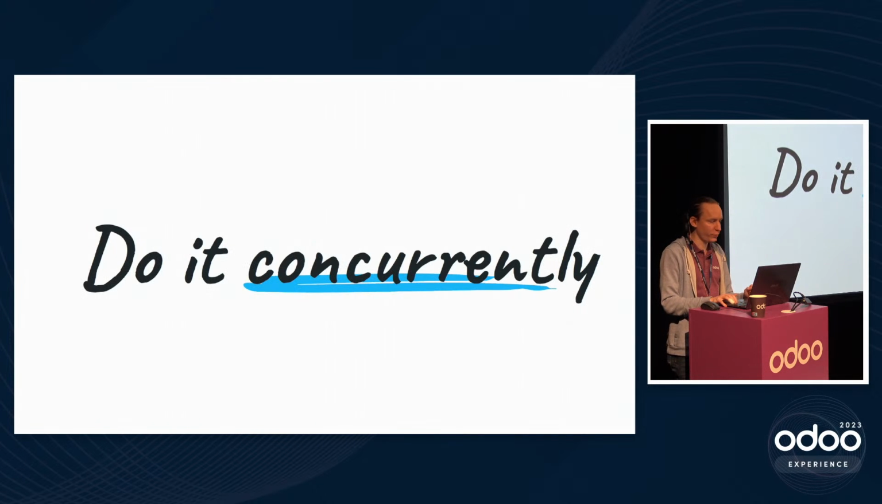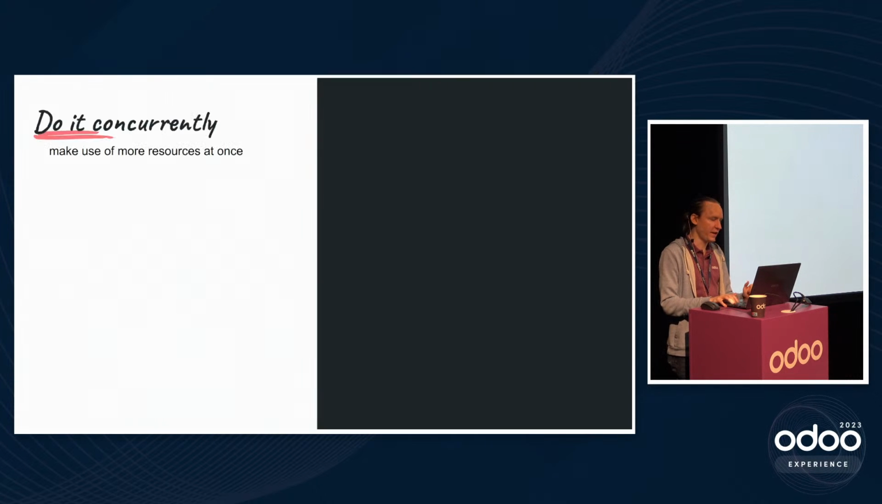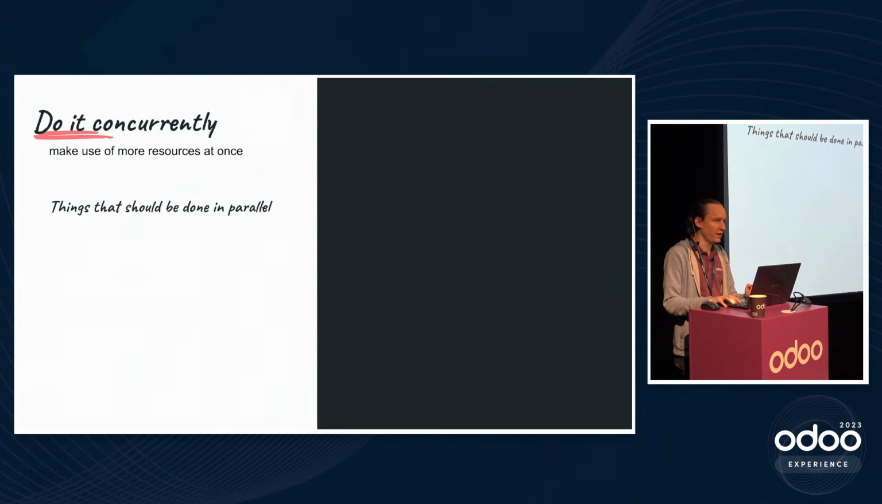Okay, the next one is doing things concurrently. People like to say that JavaScript is a single-threaded language. For the most part, it's true, but it's also a very concurrent language. And if you look at the finer details, it's actually possible to spawn worker threads from JavaScript. So there are many things that should be done in parallel. Basically, anything that's possible to be done in parallel should be done in parallel.